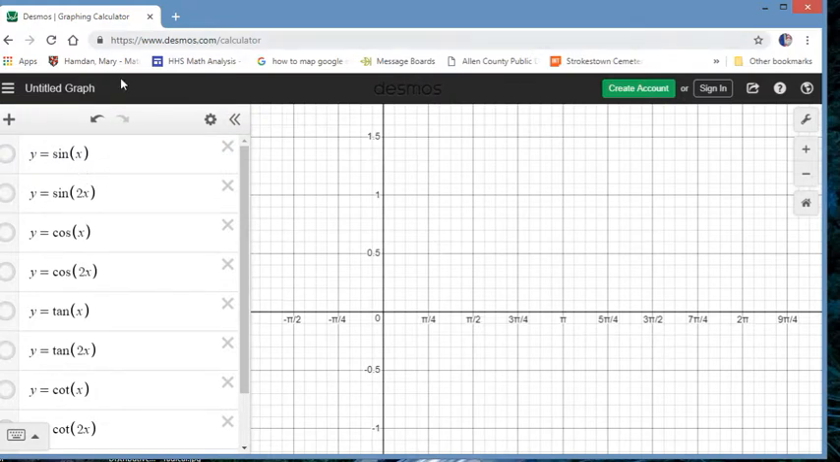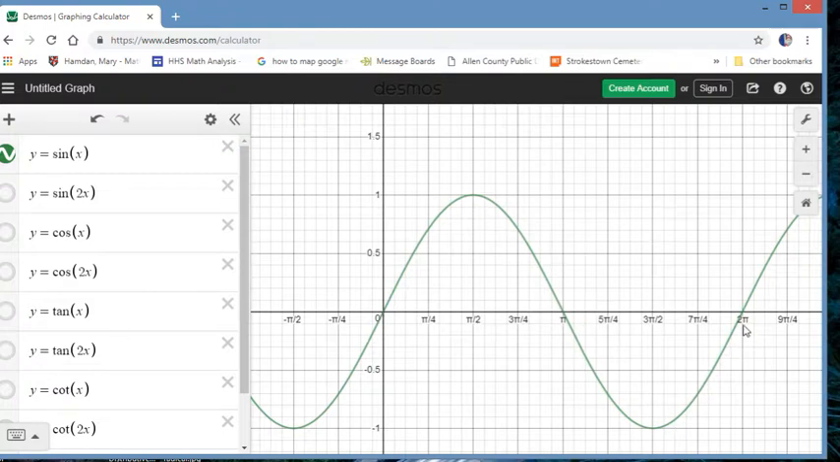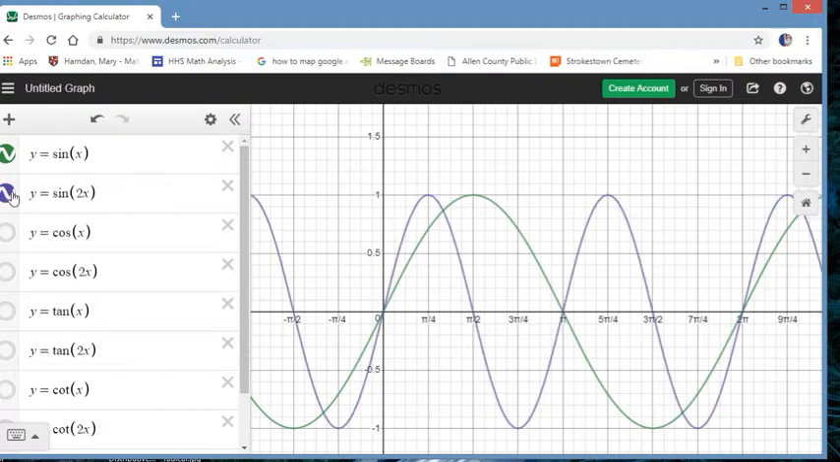All right, now when you're doing a sine function, you've got your sine wave: 0, high, 0, low, 0. The period is 2 pi. When you have a b of 2, you now have a period of 2 pi over 2, which is just pi, so it's happening twice as fast.